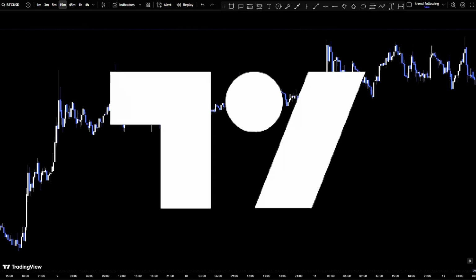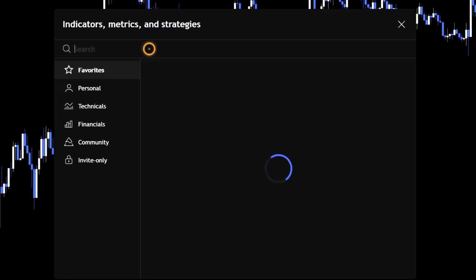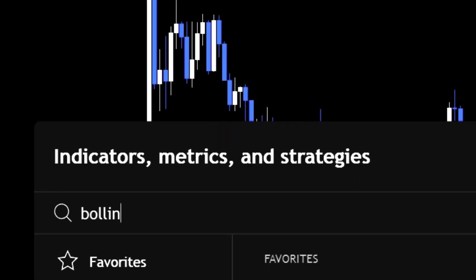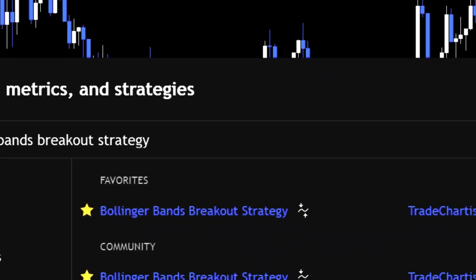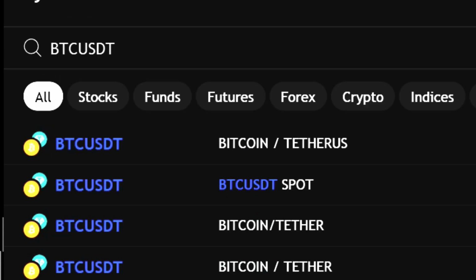First, jump onto TradingView. Head to the indicator search bar and type in Bollinger Bands breakout strategy. You'll see a few options pop up, so be sure to pick the one by Trade Chartist. It's the one we're rolling with, so don't grab the wrong one by mistake. I'm running this example on the 15-minute Bitcoin chart.